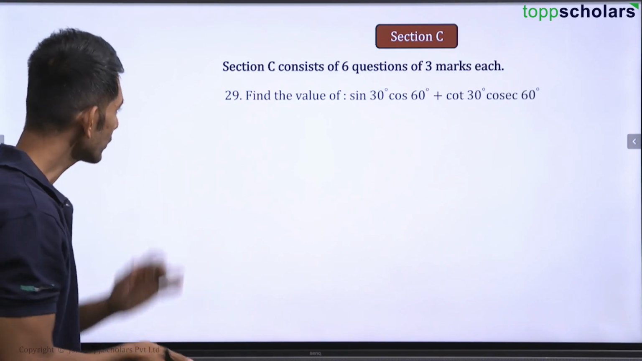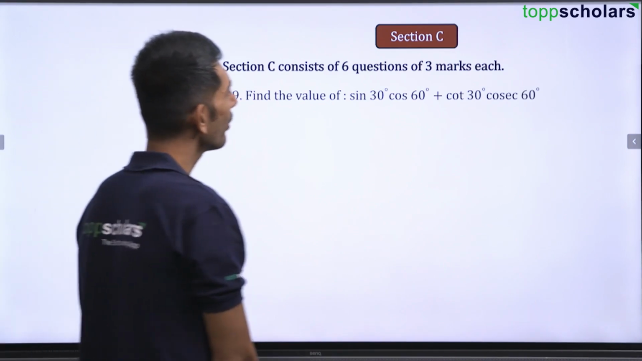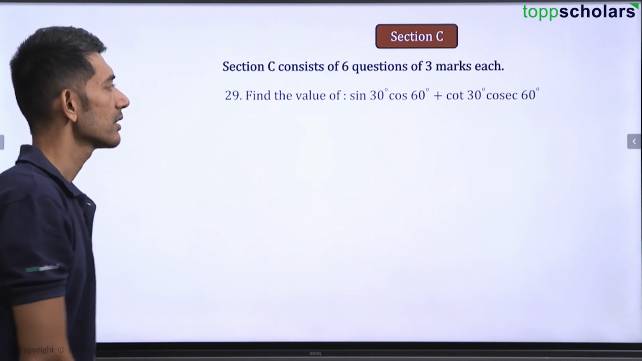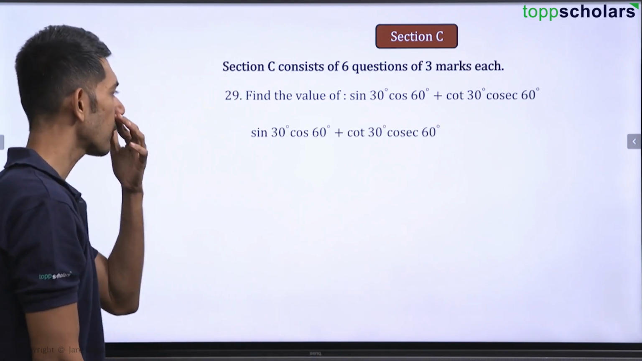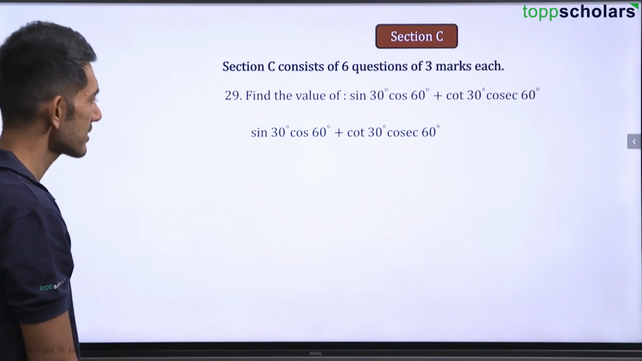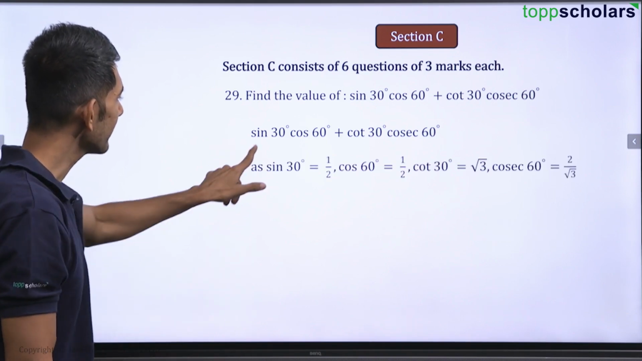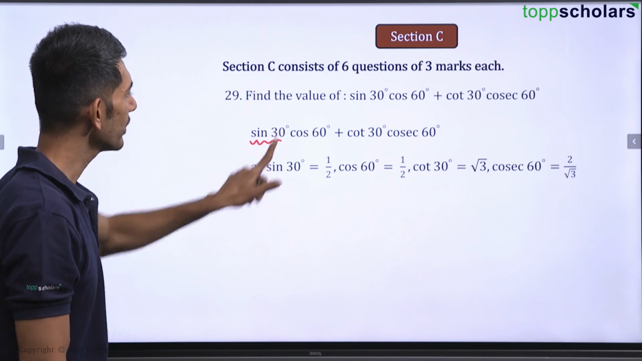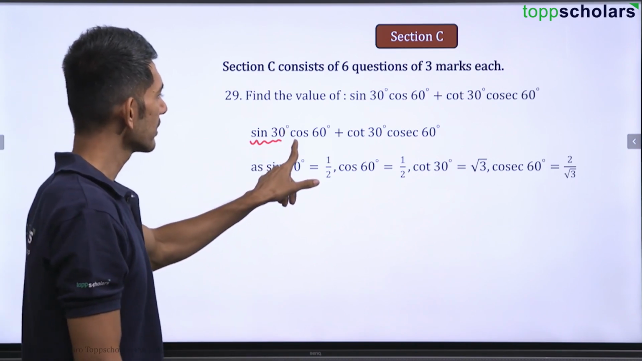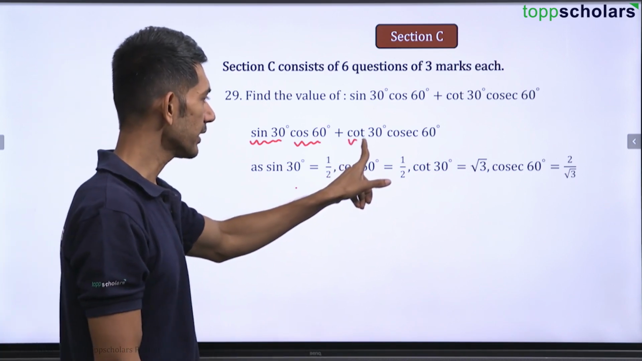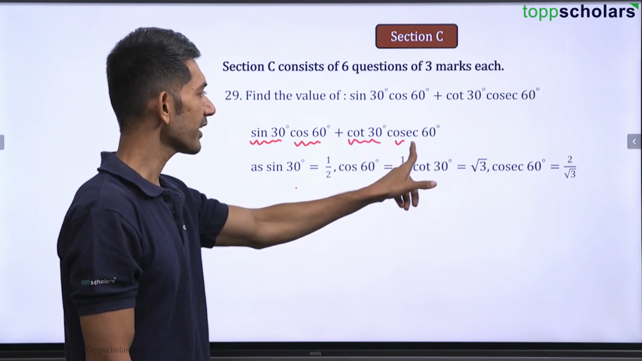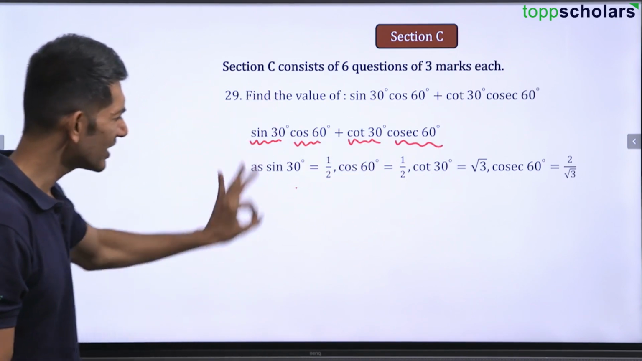Okay. The next question says, find the value of sin 30 cos 60 plus cot 30 cosec 60. So this is sin 30 cos 60 plus cot 30 cosec 60. Sin 30 is how much? Sin 30 is 1 by 2. Cos 60 is how much? Again 1 by 2. Cot 30 is root 3. Cosec 60 is 2 by root 3. Put the values, get the answer.